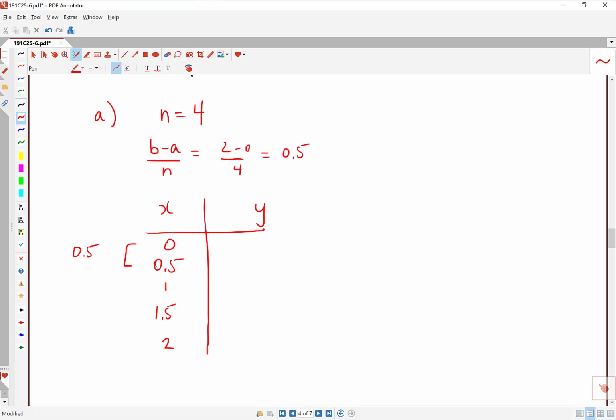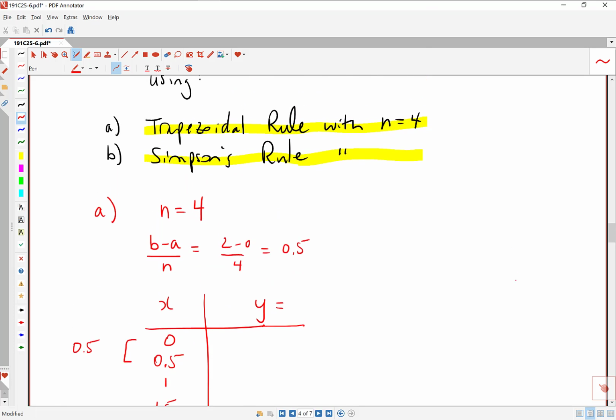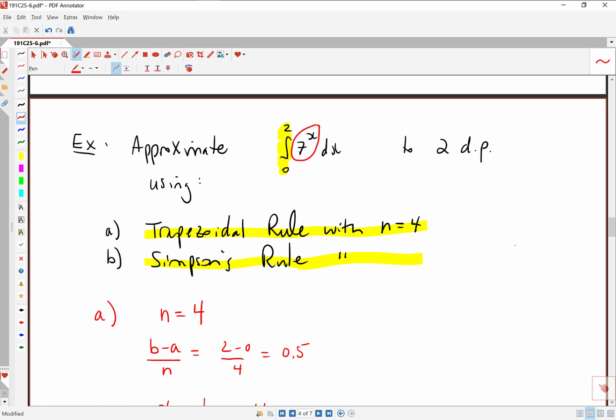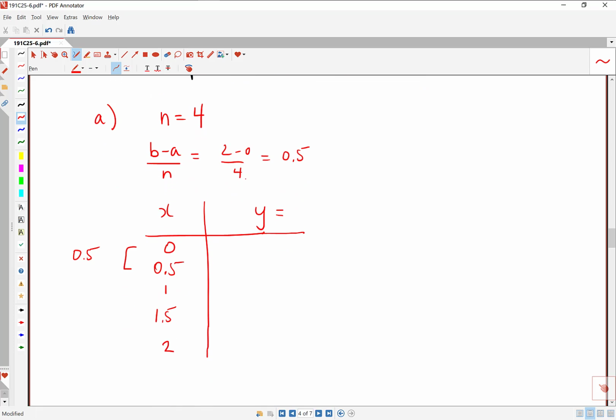Okay, and then the y values that we're going to plug into come from whatever function we're trying to integrate. So let's scroll back up. Oh yeah, the function we're trying to integrate is this 7 to the x. So y is equal to 7 to the x, and we'll just sub in here to get our y values. So 7 to the 0 is 1, then we'll have 7 to the 0.5, 7 to the 1 is 7, then we'll have 7 to the 1.5, and then 7 squared is 49. So that's probably the simplest way of writing down our y values.